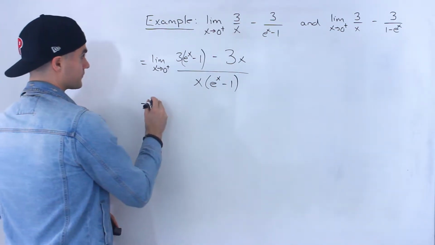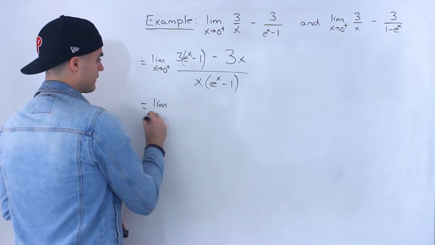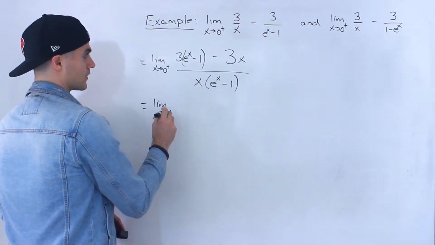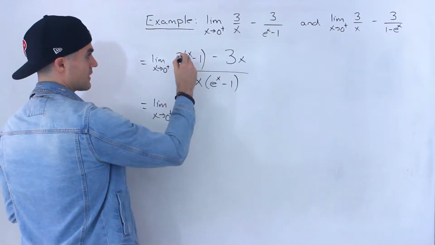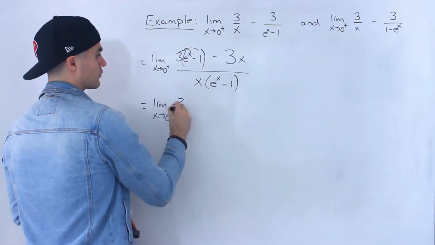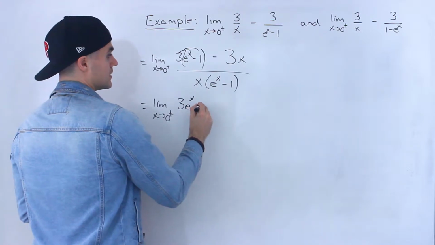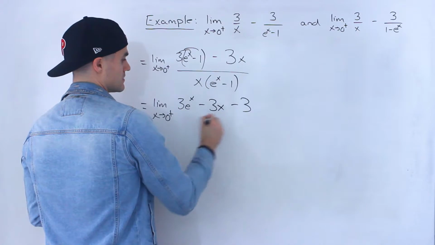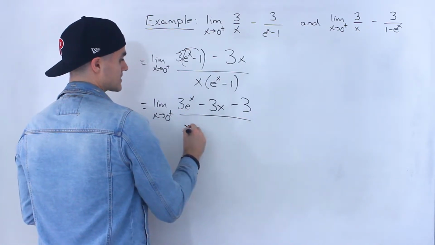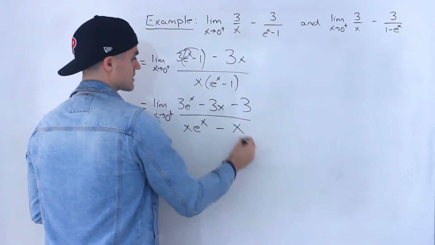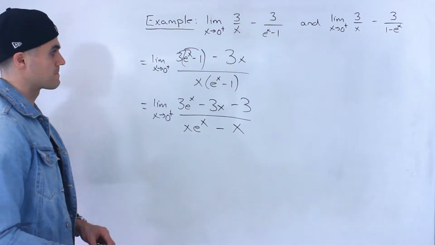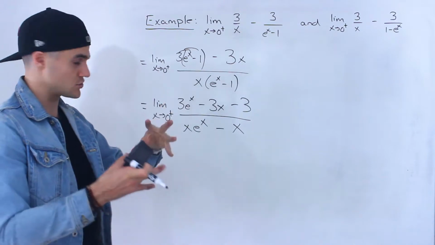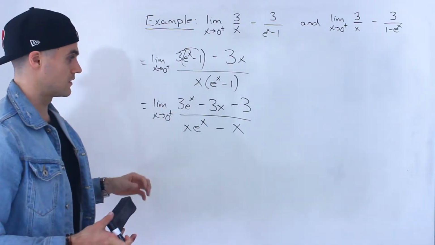And so, let's simplify this a little bit. Let's distribute. So we'd have 3e to the x, then I'll put the minus 3x, and then I'll put that minus 3 at the end, all over x e to the x minus x, like that. Right, so we took this, changed it into one expression.